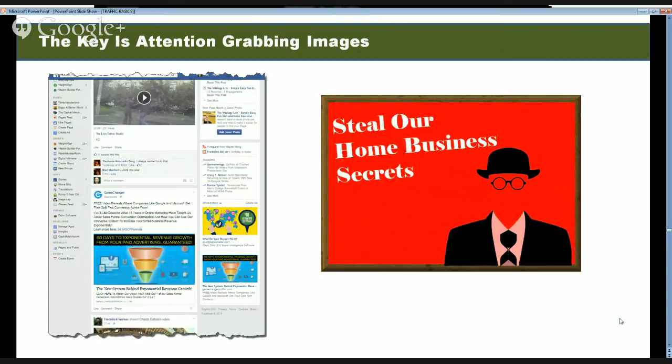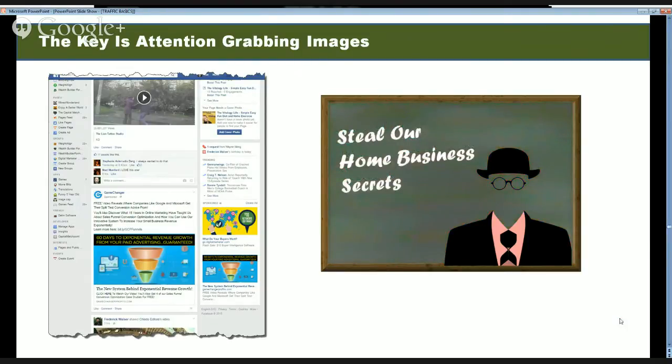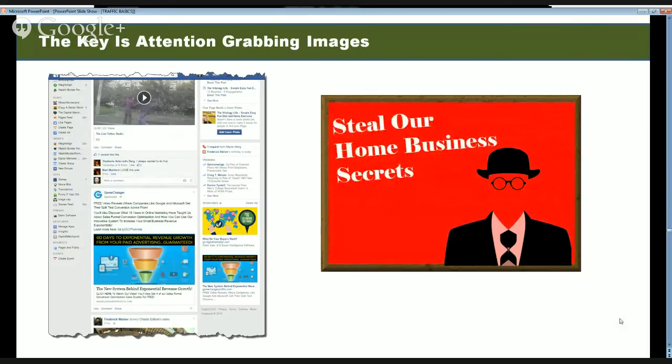Now look at this and ask yourself, is this more attention grabbing than the last one? The fact that it's got a red background probably means yes, but also we've changed the text to steal our home business secrets. Okay, again, slight variation in the text. Let's go back to the first one. Okay, steal our home business secrets. Well, it turns out that it's the same. Steal our home business secrets. It's just a different type font. So here we're looking at the change in color.